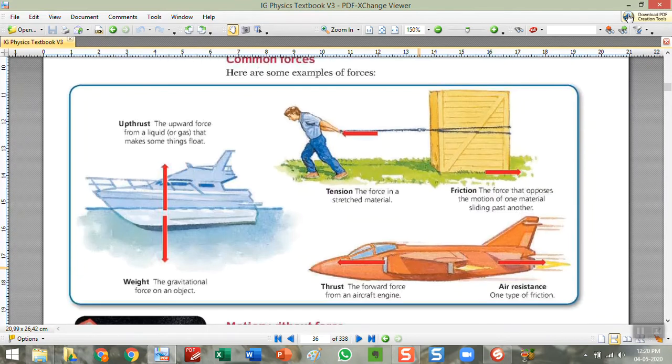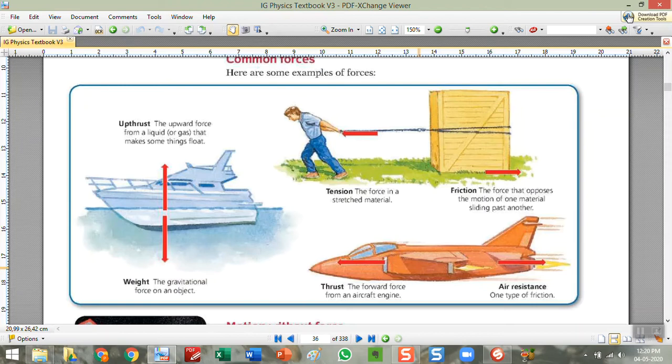Okay, first what we need to do is start naming a few forces. If we look at the boat, we've got upthrust, which is the upwards force of a liquid or a gas that makes something float. We also have the object being pulled down by gravity. We call that weight. All these objects in the pictures have weight, but the boat is illustrating that weight.